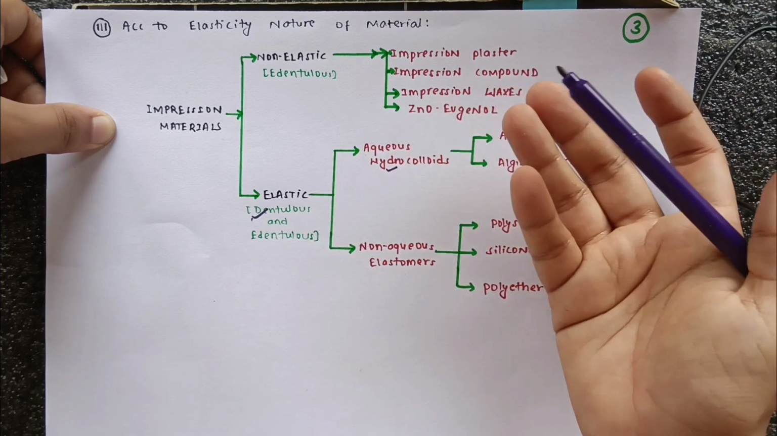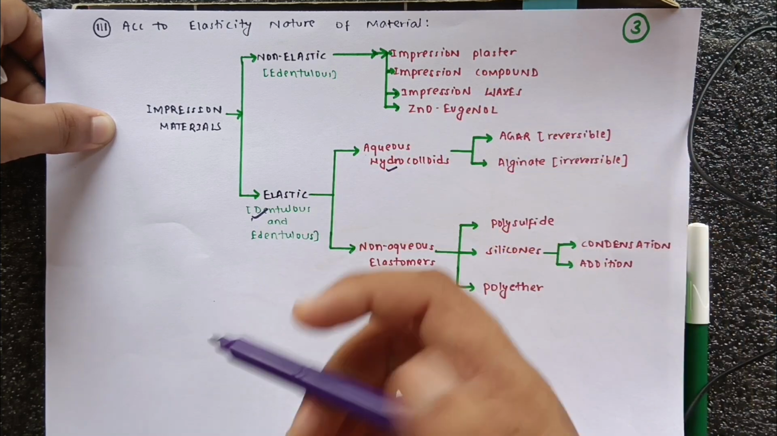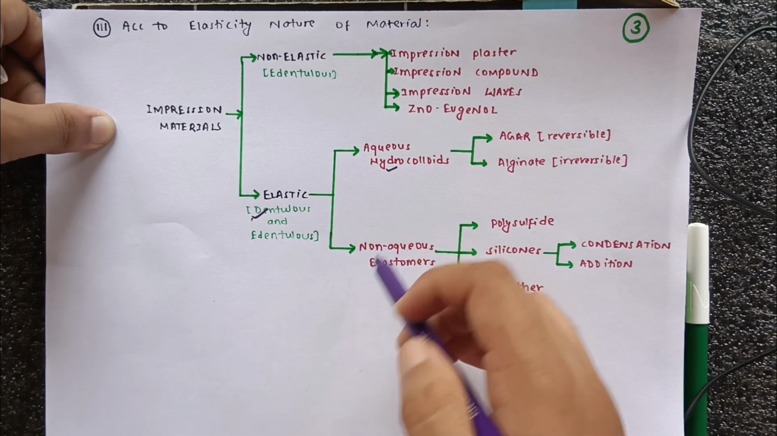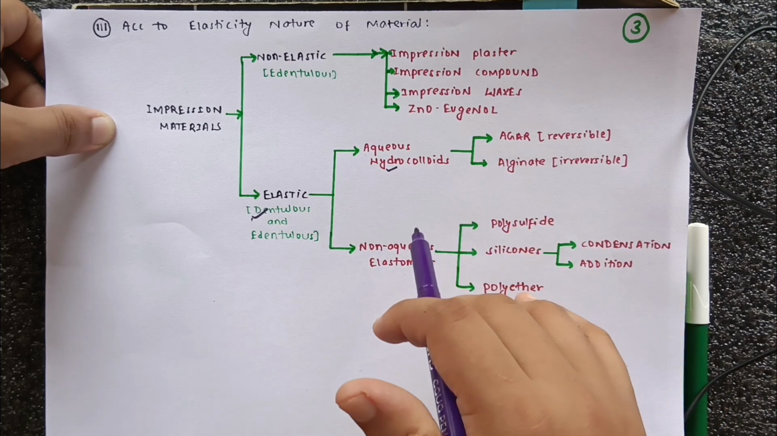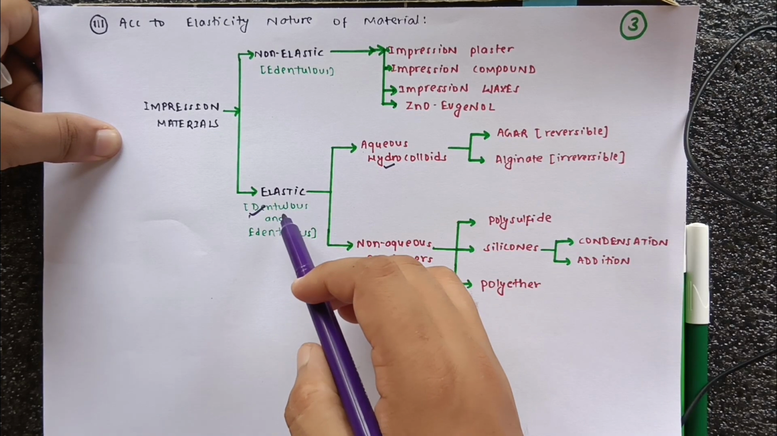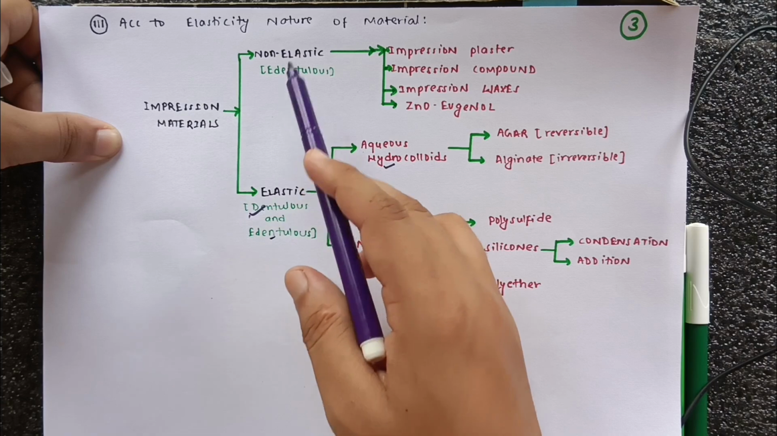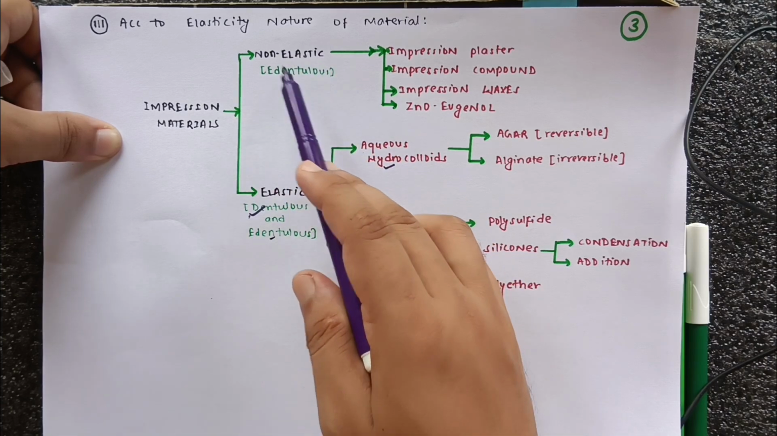Okay, and it is being used, as we use alginate. Alginate is also used in the edentulous arch, as alginate is one of the most famous impression taking materials nowadays. So it is widely used in the dentulous, but we can also use it in the edentulous. And this non-elastic is always used in the edentulous.